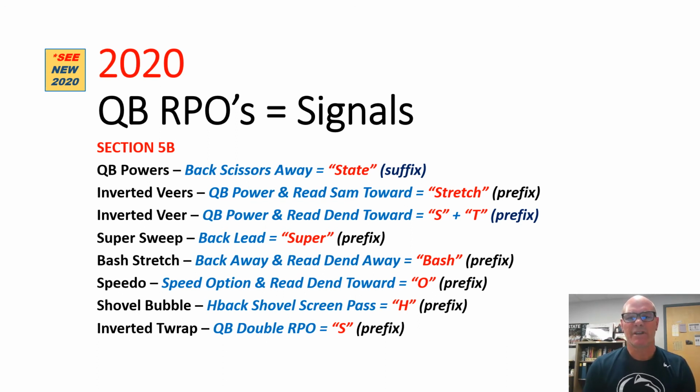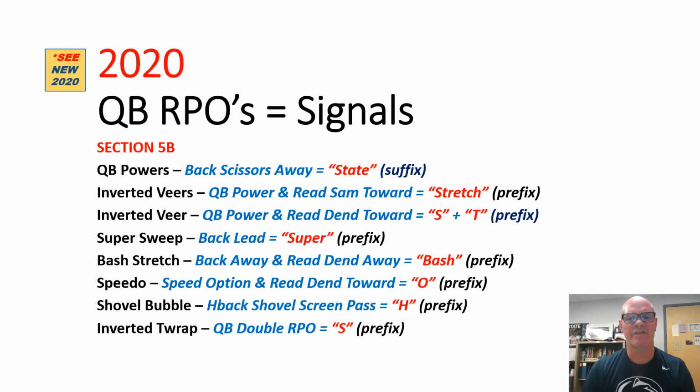Shovel bubble is, again, where we have power action, run blocking by the O-line. We're going to leave and read the defensive end toward. Now the H comes underneath for a shovel pass. Again, we use a single letter in there. We just take both hands out from the chin like it's a letter H. Again, its prefix would be H. H, Phoenix, if we're running it to the left.